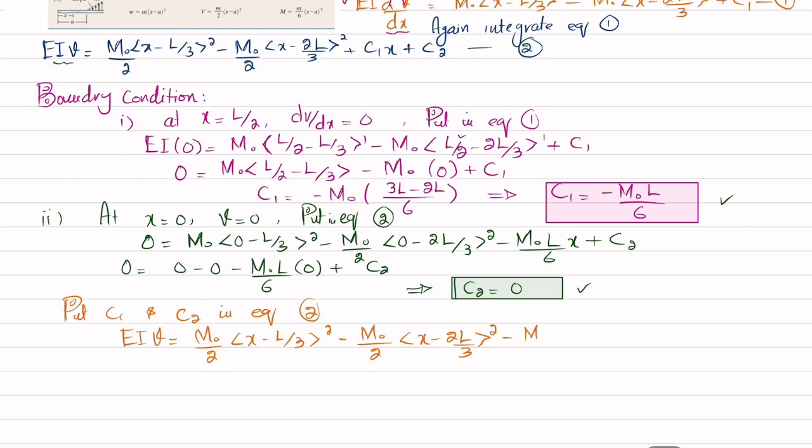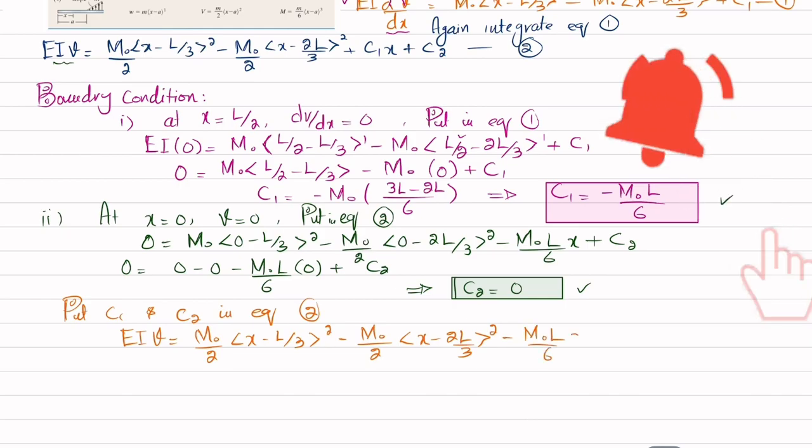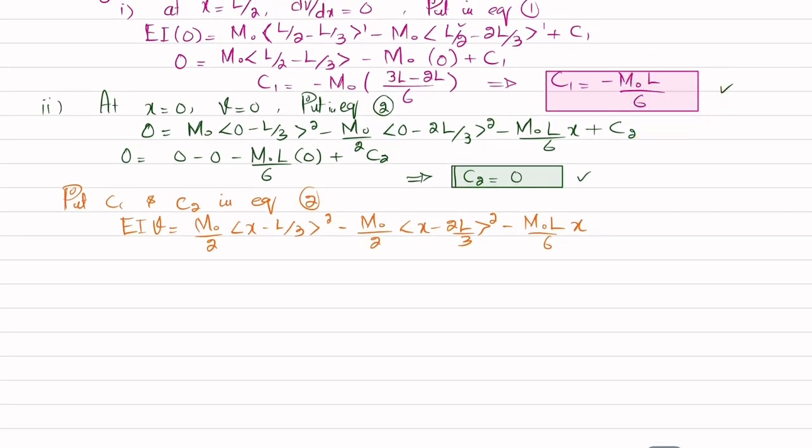C1 is minus m naught L by 6 into x and C2 is 0. So divide EI on both sides. So what we will get is V is equal to 1 over EI into the same thing, which is m naught by 2 into x minus L by 3 whole square minus m naught by 2 into x minus 2L by 3 whole square minus m naught L x by 6.